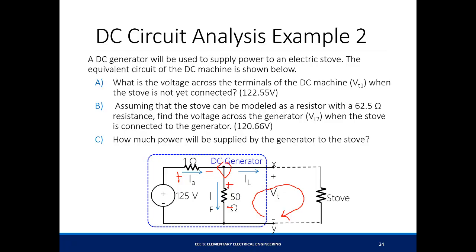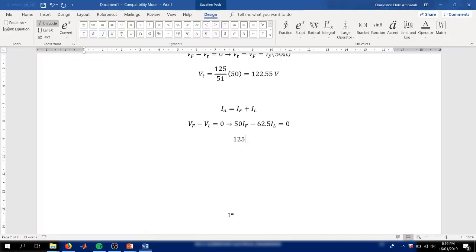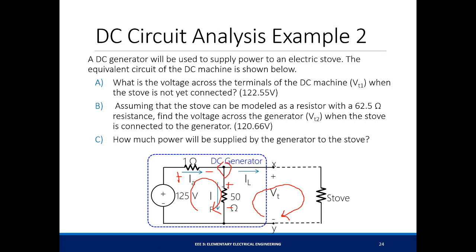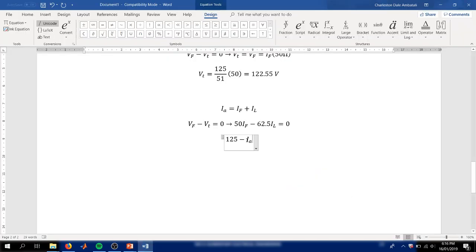Third equation can be defined by this loop. So this loop, let's look at it. 125 positive, flowing from negative to positive. VA is here, positive to negative. So it's negative VA, which is IA times 1 ohm. So that's minus IA. And finally, your VF, again, 50 times IF. So that's this one, minus 50 times IF, equal to 0. So we have now our three equations and three unknowns from this three right here.